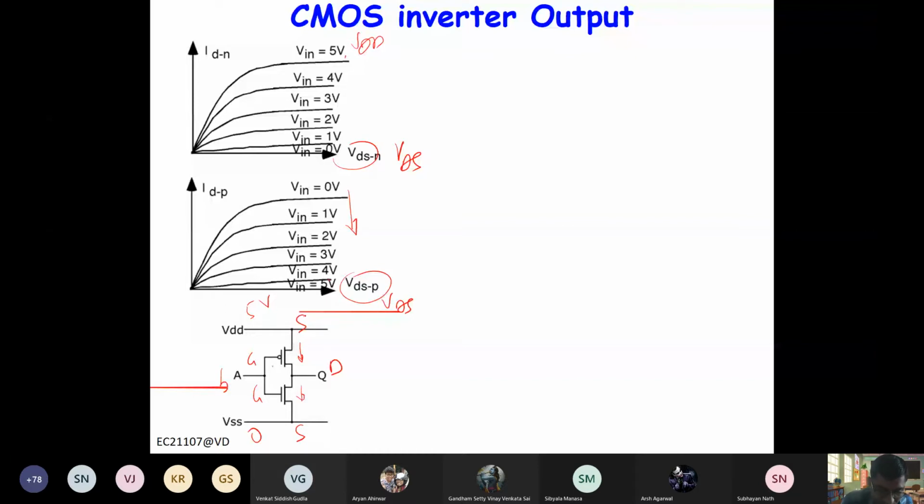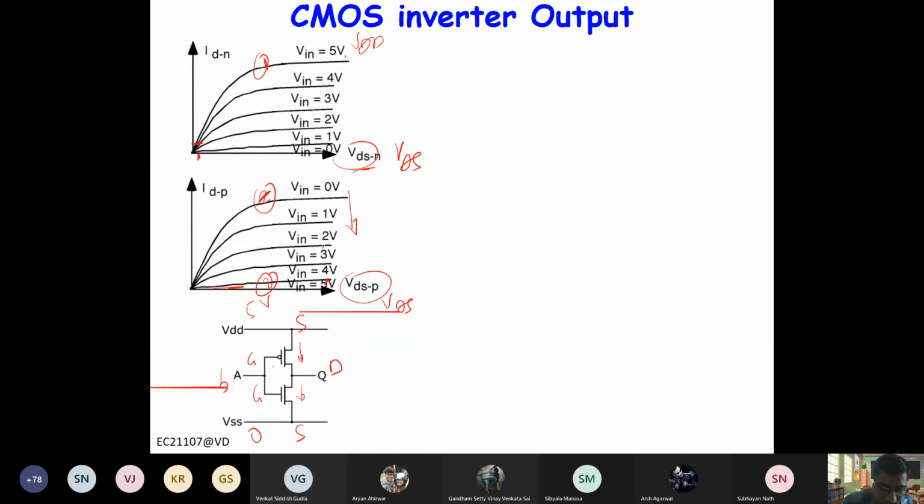And current is same. Now if input is 0, for a 0 input, this curve will be like this, and current through the drain will be like this, right? Now this curve 1 and this curve 2 will intersect. So for 5 volt, you have these two curves here. When they intersect, now this is higher, this is lower, so they will intersect somewhere near here. So your voltage across NMOS will be small, and this can go up to here, so voltage across PMOS can be larger.